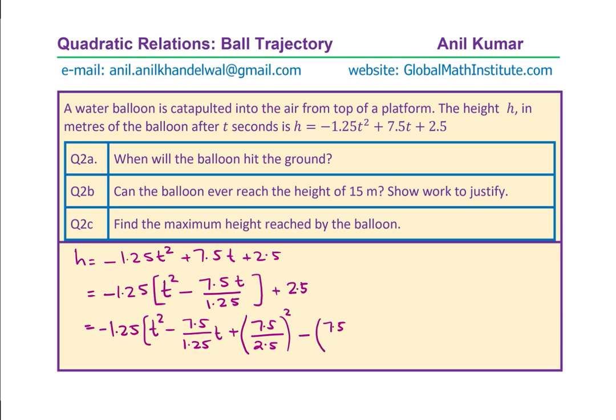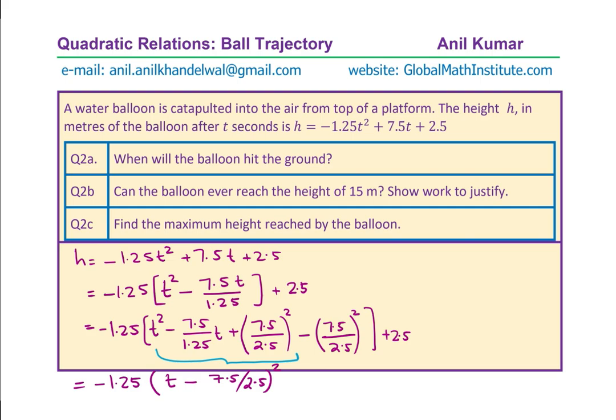You get the idea. I am not calculating this for now. We'll just do it at the end, right? Plus 2.5. And now we'll open the bracket. So when you open the bracket, you get minus 1.25, and within the bracket, the first three terms make a perfect square, right? That was the completing the squares method. And that gives us t minus 7.5 over 2.5, whole squared.